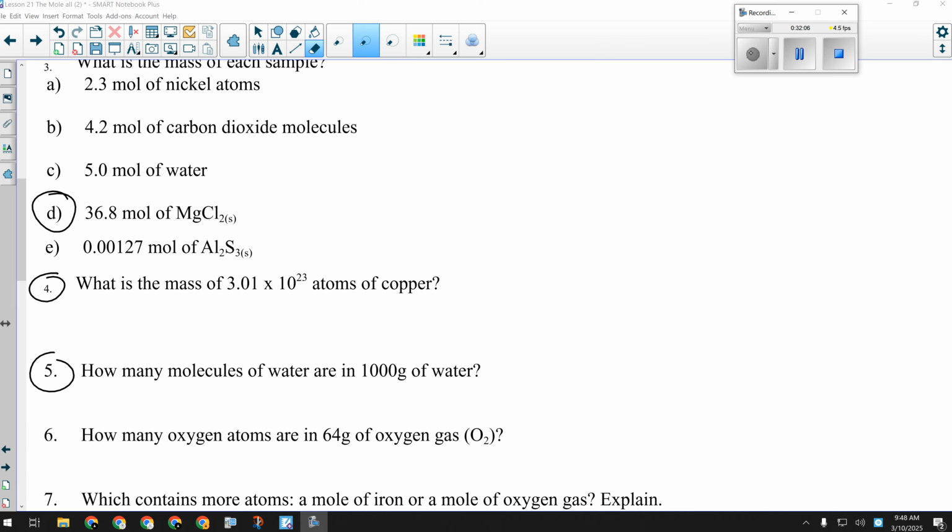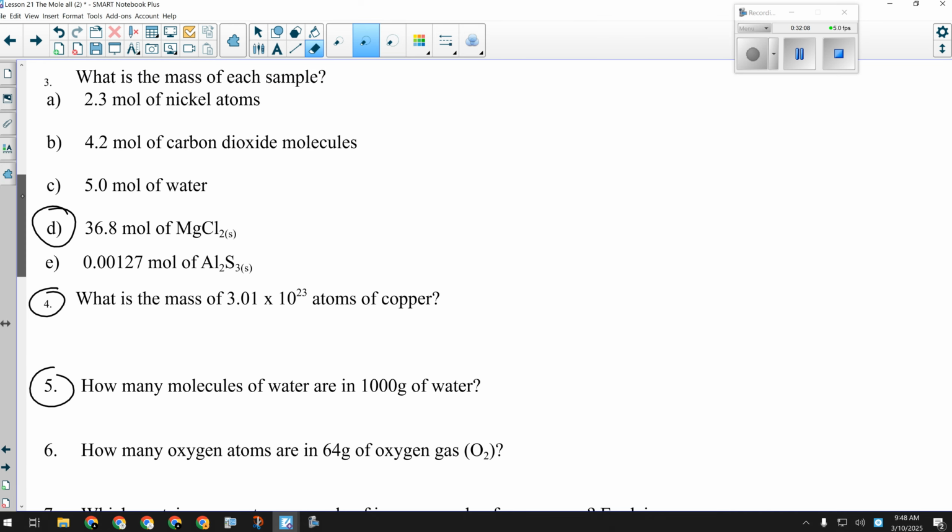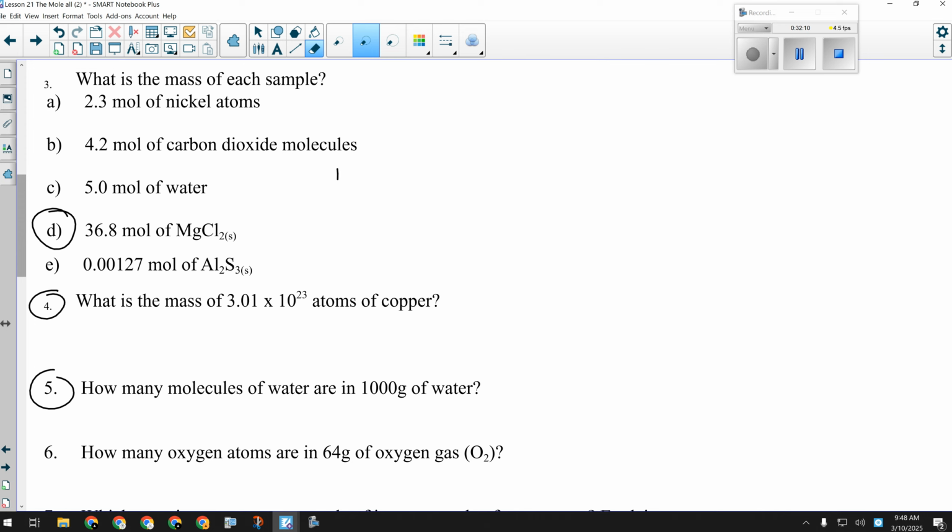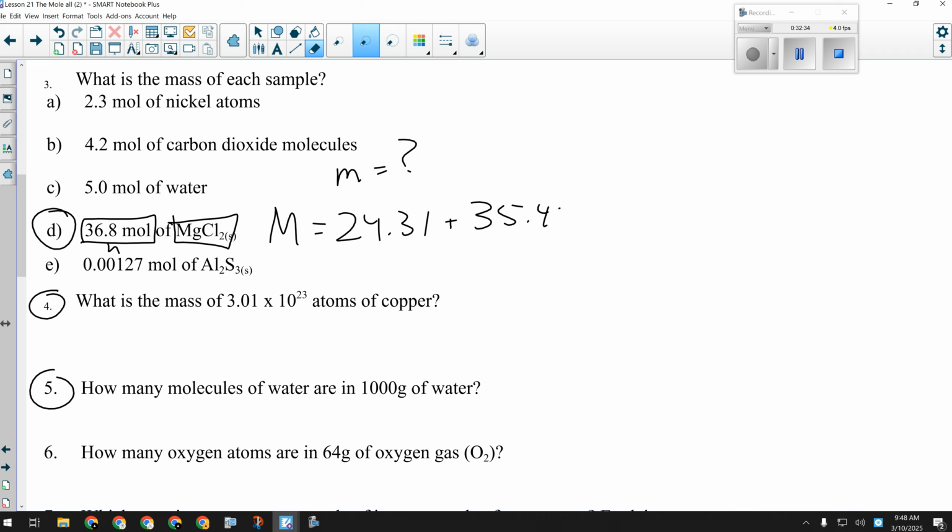Okay, so for number 3D, in number 3 we're looking for the mass. So we're looking for little m. In number 3 we are told the number of moles, so they give us n and they tell us the material so we can find big M. So let's find big M. We've got magnesium, which is 24.31. There's only one magnesium there, plus 2 chlorines, 35.45 times 2.